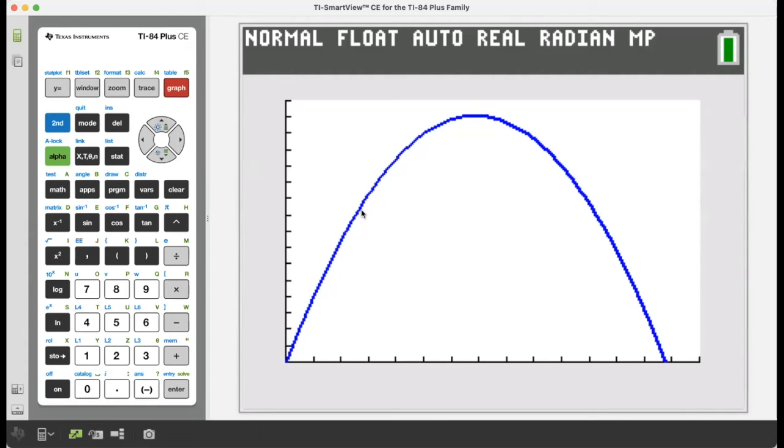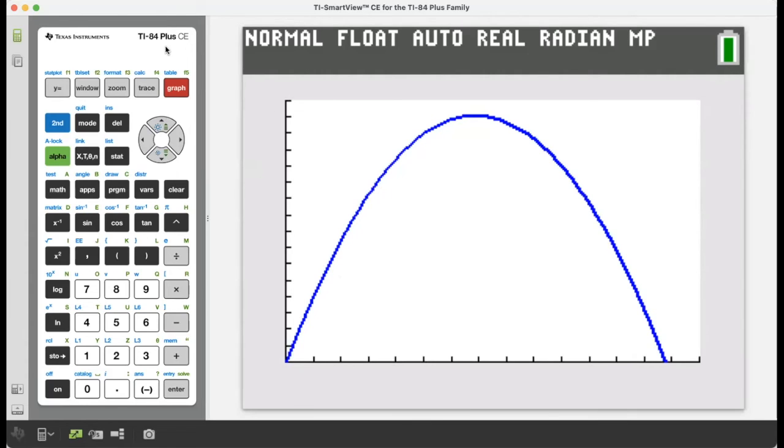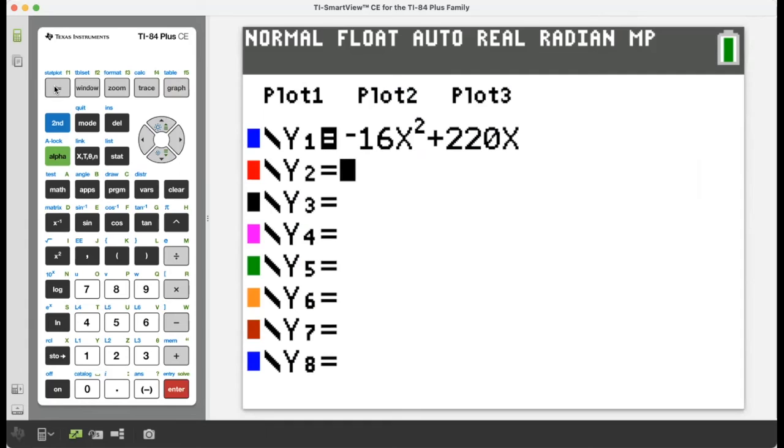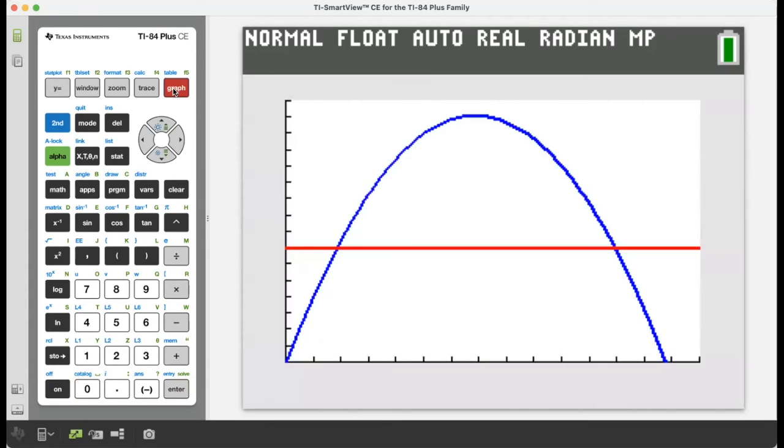We are going to use what's known as the calculate functions. Now, before we use the calculate functions, we need to graph the line y equals 350. To do that, we go back to our function input and input the value 350 for y2. That will give us a horizontal line. And notice that horizontal line does go through 350, and it does go through the graph twice.